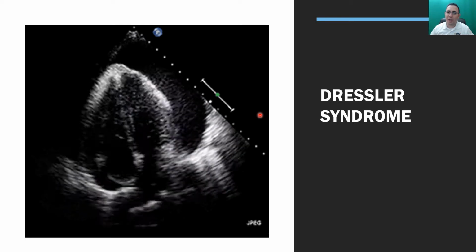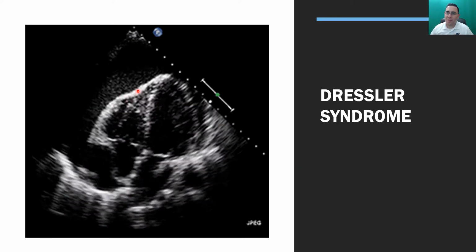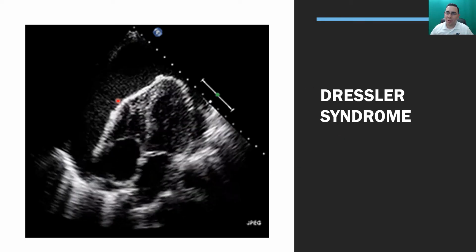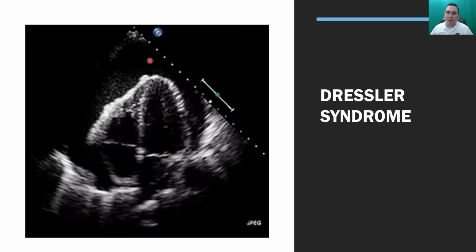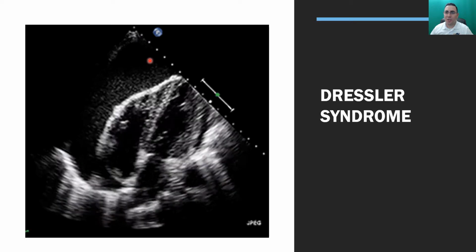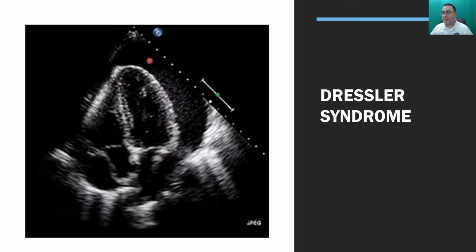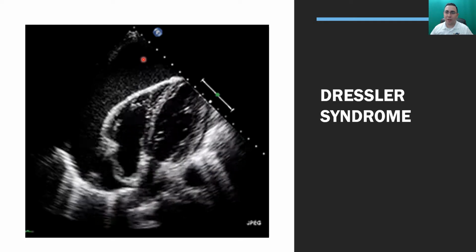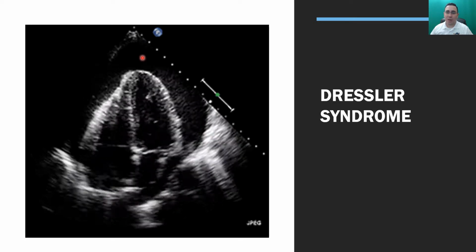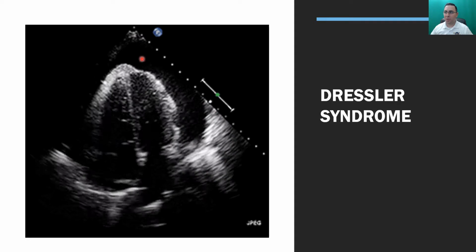We have a swinging heart in here with right ventricular wall collapse, and there's a lot of fluid around. That's a huge pericardial effusion. We may say cardiac tamponade, all right? And this happened after what? After one myocardial infarction, and then we call this the Dressler Syndrome.